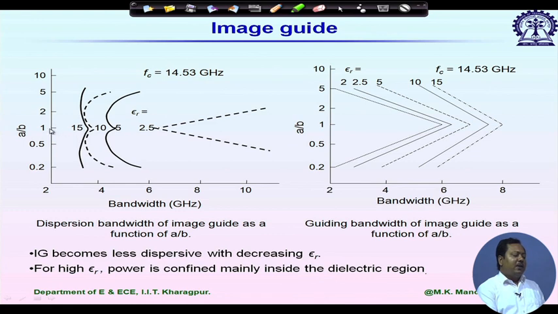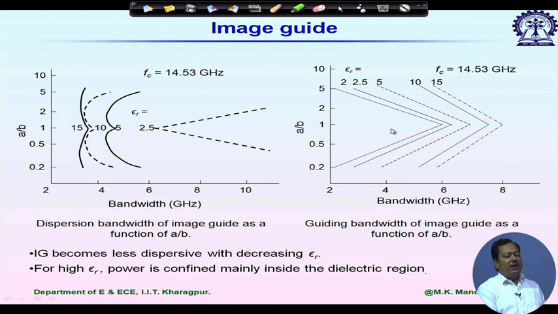So the first design rule for image guide is that you take A equal to B, or the width should be twice the thickness. From this, if we want to minimize dispersion, we have to choose a lower epsilon r. Now look at the right hand side. We are considering here the guiding bandwidth, or monomode bandwidth, so that no higher order mode is present here.